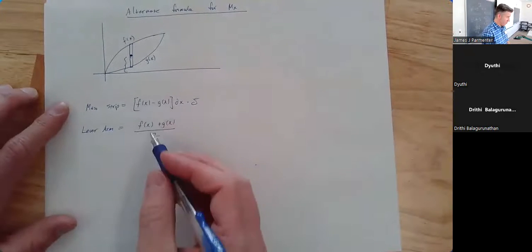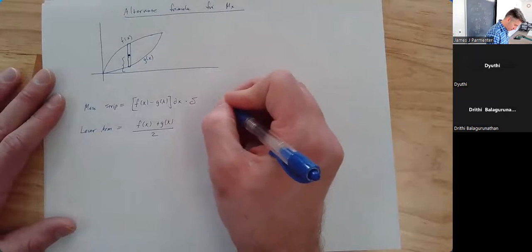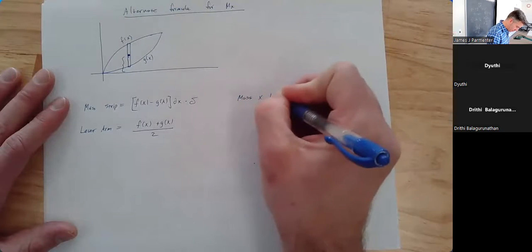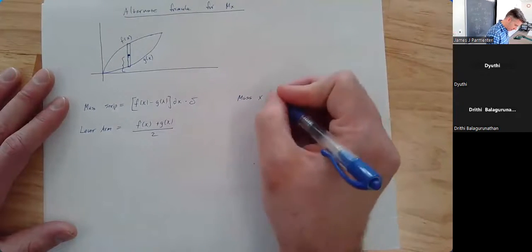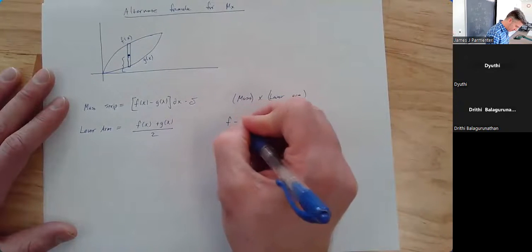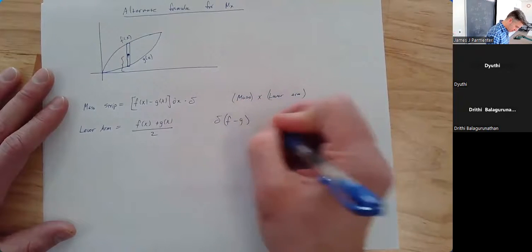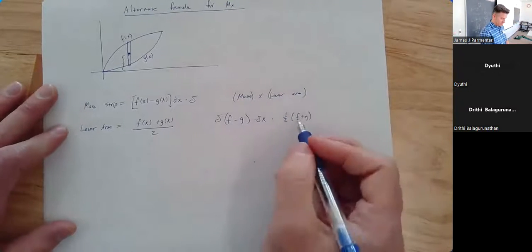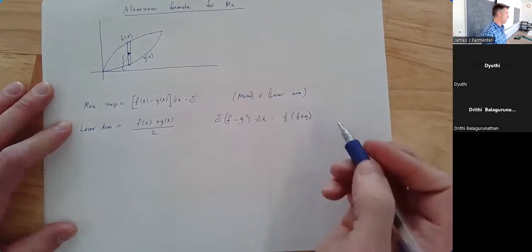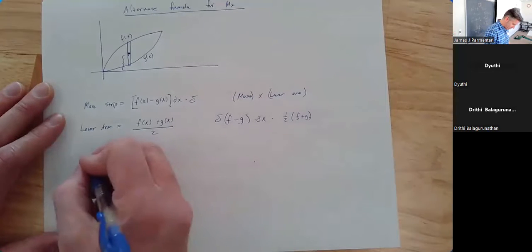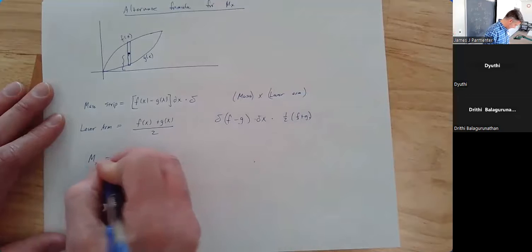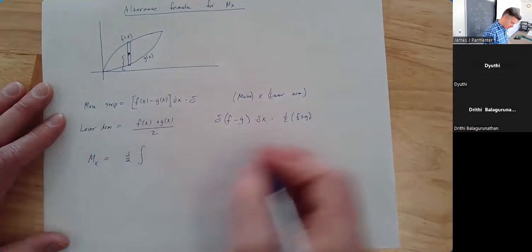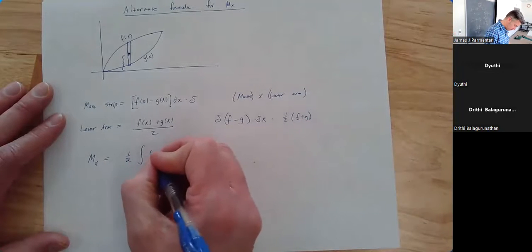Okay, and then if you multiply these together, look what happens. Let's write it this way. If you do mass times the lever arm, writing it a little bit more nicely, you're going to get f minus g times the density times your dx times 1/2 of f plus g. People then usually simplify this because f minus g times f plus g is f squared minus g squared. So people typically find the moment around the x-axis this way as 1/2 the integral of f squared minus g squared.